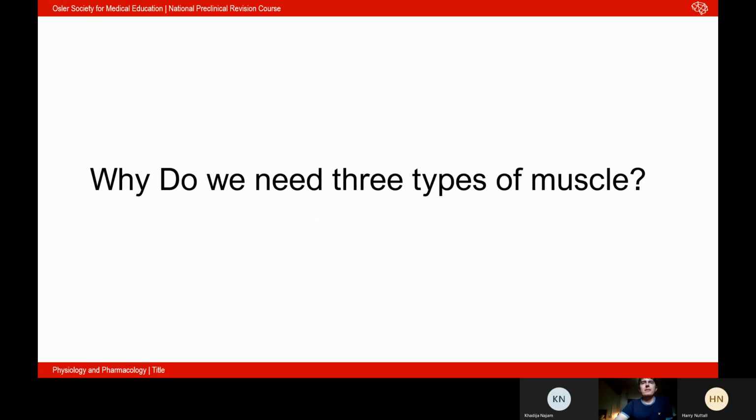So I hope you've had to think about, why do we need the three types of muscle? Because this is the key question that surrounds this lecture. Essentially, why can't we just have one type of muscle that performs all three of these functions? And I think if you're going to write an essay, or if you're going to just revise this topic and try and understand why we have three types of muscle, you need to think about how the structure of these muscles relates to the function.